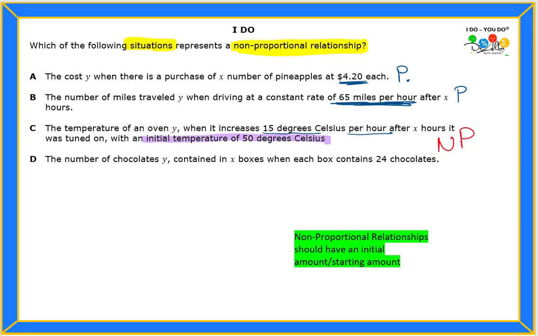It says the number of chocolates Y contained in X boxes when each box contains 24 chocolates. So it says that each box has how many chocolates? 24. Do we have any other number that might be considered an initial amount or starting amount? No, right? Therefore, this is also a proportional relationship. So the only one that is non-proportional is letter C. Very good. So that's the answer.